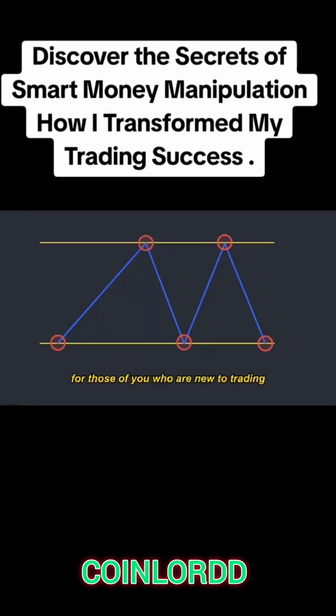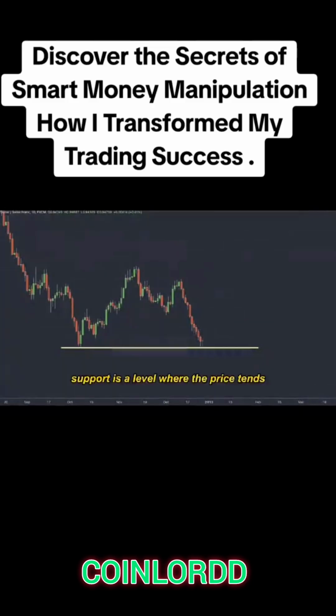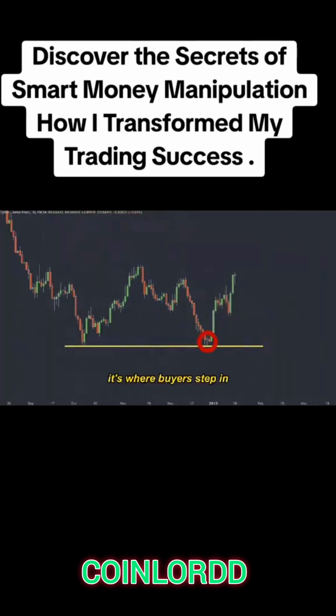For those of you who are new to trading, these are specific price zones on a chart where the market has a history of reversing direction or pausing. Think of them as barriers that the price struggles to break through. Support is a level where the price tends to find a floor as it falls. It's where buyers step in because they see the price as a bargain, driving the price back up.